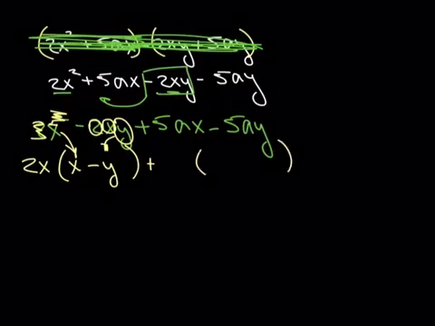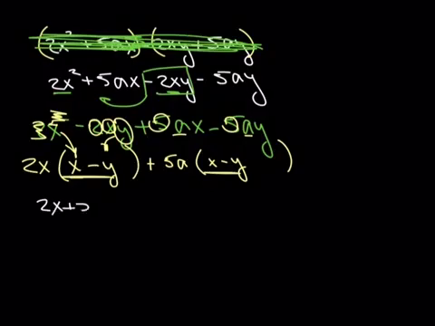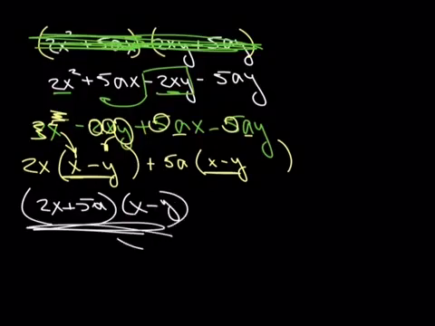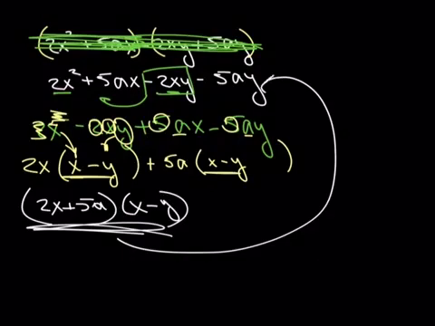And what can I pull out? Well, I've got a 5 and a 5, so I'm going to pull a 5 out. Got an A and an A, and I'm going to pull an A out, and I'm left with x minus y. So again, I've got an x minus y and x minus y, and because I have those two, I can group the numbers outside the parenthesis, numbers and letters, and write x minus y one time. And again, if you multiplied these two together, you would get your original problem back.